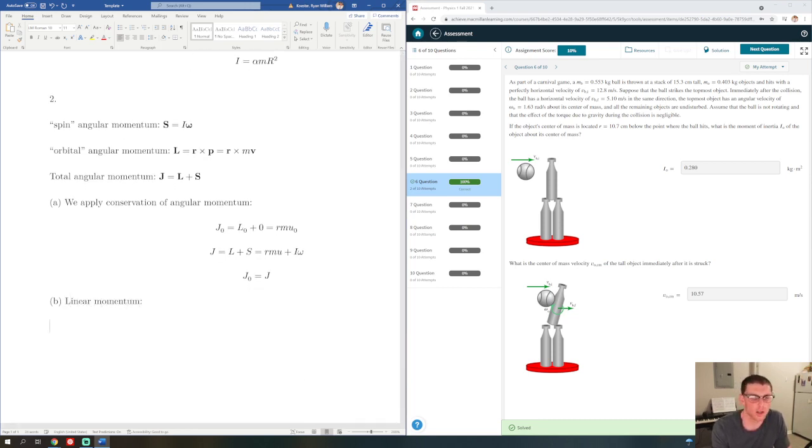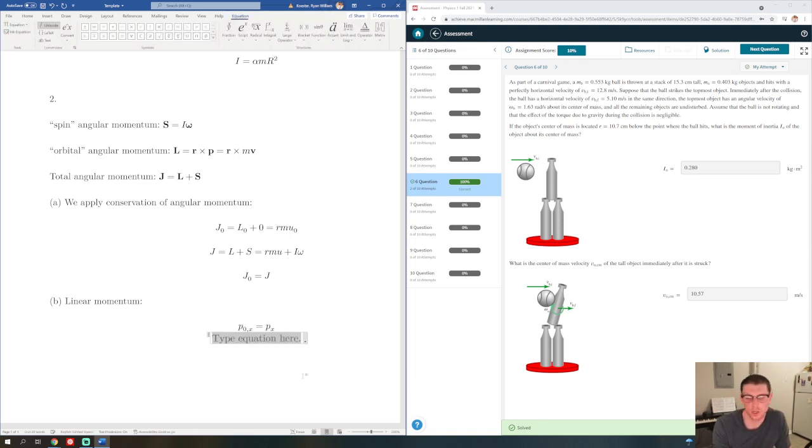You can tell me if there is anything that's unclear about this, but I'm just going to say P naught equals P, and maybe we could just put X's in here to be careful, but I think everybody sees that it is just in the X direction. And so the mass of the ball times U naught is the only source of linear momentum we have initially, right?